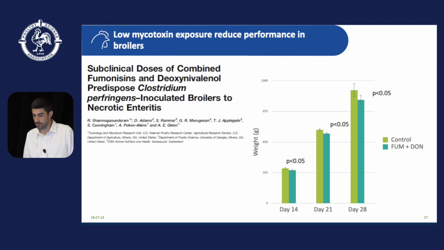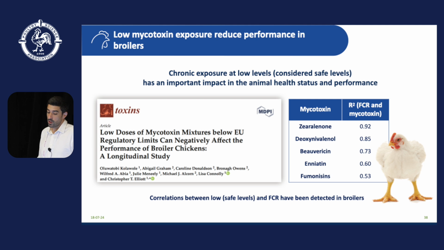For example, low levels of DON and fumonisin reduce the weight of the broilers, or they detected some correlations between low levels of mycotoxins and an increase of the feed conversion rate. Okay? And not only with DON and fumonisin, also with emerging mycotoxins, such as beauvericin and enniatins, confirming again the need of controlling also the emerging mycotoxins. Okay? So these low levels of mycotoxins, considered safe levels, actually have a big impact on the performance.